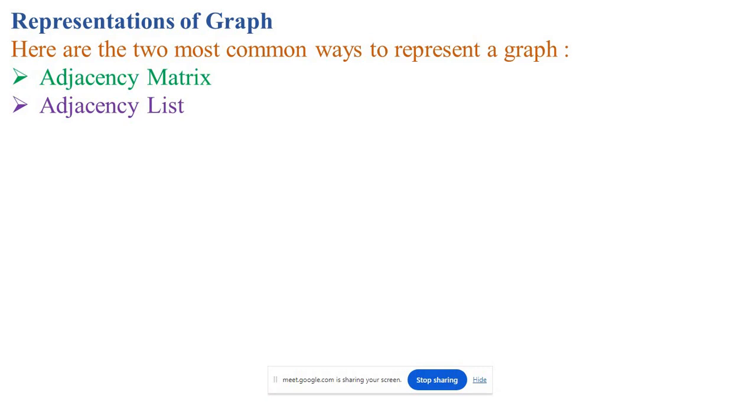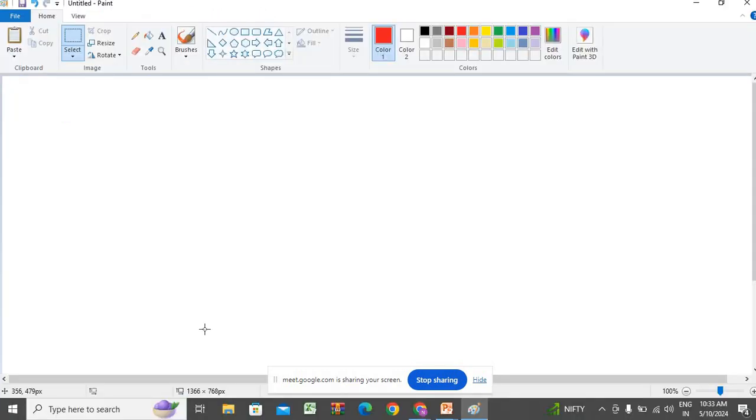Okay, so the matrix, everyone knows what a matrix is. A matrix is nothing but elements organized in a combination of rows and columns. That is called a matrix. Here also we represent the graph by using an adjacency matrix. For example, this is one graph, an undirected graph.